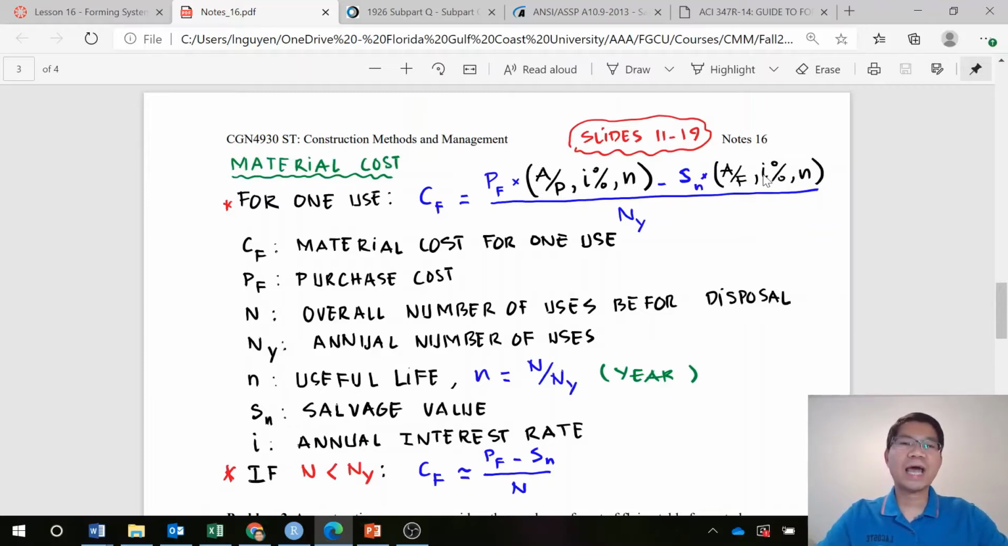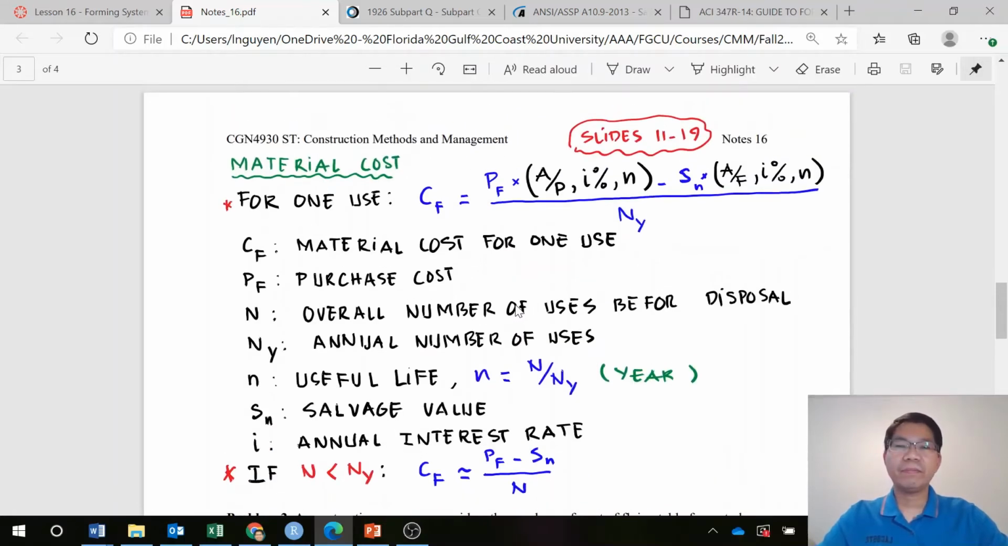And when you subtract that, you get the annualized cost of this formwork. Then we divide by NY, the annual number of uses, and we can get the material cost for one use. So that's why we have that equation. And I stands for the annual interest rate, something we learned in project planning.